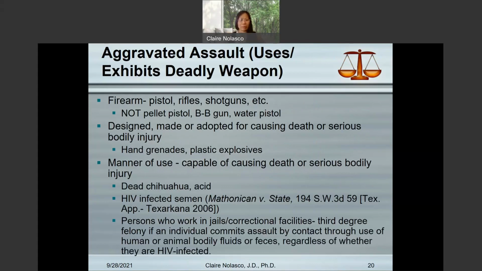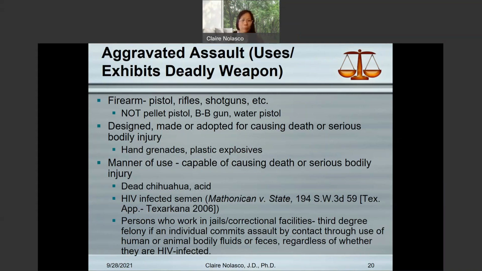So what are deadly weapons? Deadly weapons would be firearms, such as pistols, rifles, shotguns, etc. However, pellet pistols, BB guns, and water pistols are not considered firearms. Again, anything designed, made, or adapted for causing death or serious bodily injury would be considered a deadly weapon, for example, hand grenades and plastic explosives. Third, anything that in its manner of use is capable of causing death or serious bodily injury.